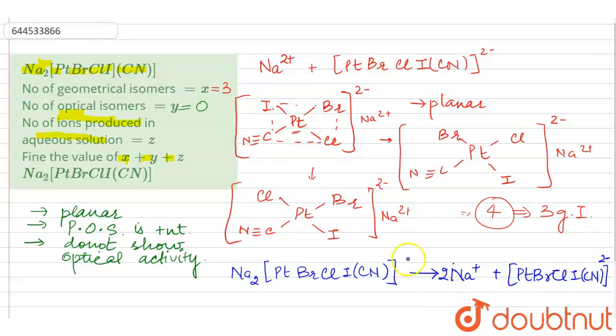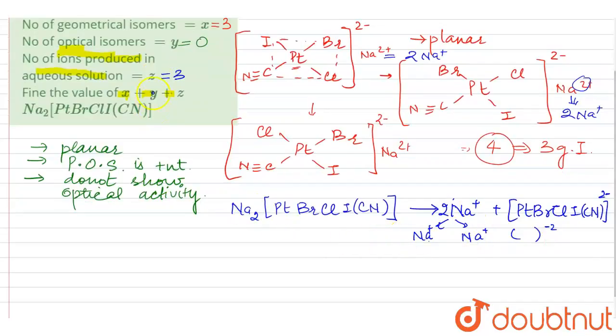Now we have to count the number of ions produced. There is one Na plus and another Na plus, and this complete negative sphere. So altogether 1, 2, 3: 3 ions are produced, so z equals 3. Here I have written 2 Na plus meaning 2 moles of Na plus, because Na alone could not show 2 plus.